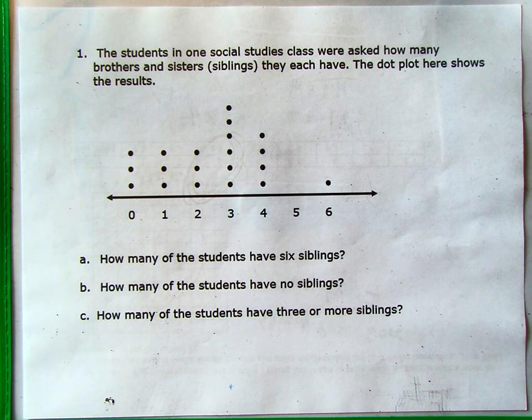So let's begin. It says here the students in one social studies class were asked how many brothers and siblings they have. The dot plot here shows the results. And then down here it asks these three different questions. How many of the students have 6 siblings? How many of the students have no siblings, and how many of the students have 3 or more siblings? So it wants to test your ability to actually read the dot plot.